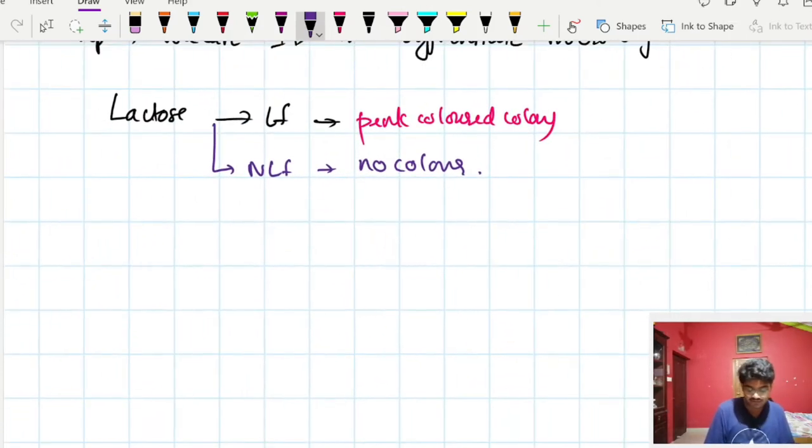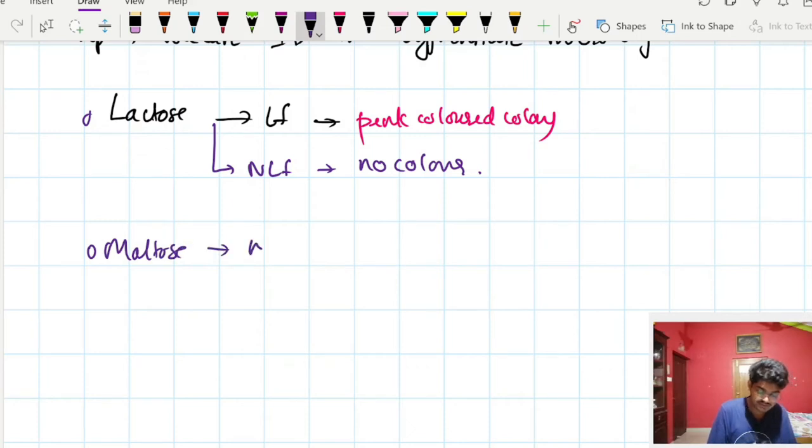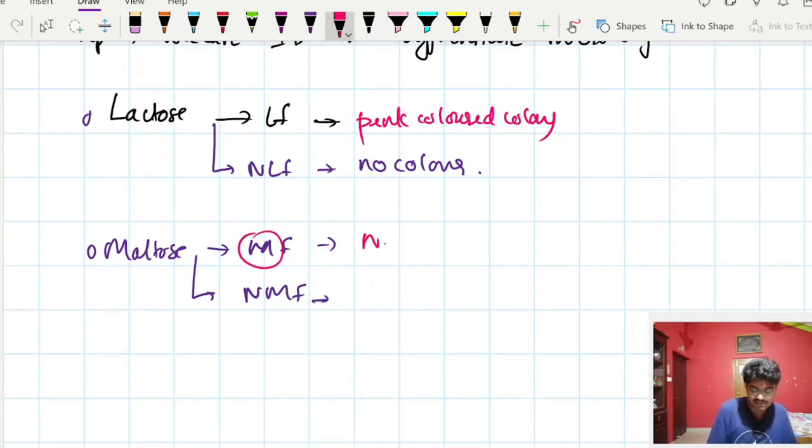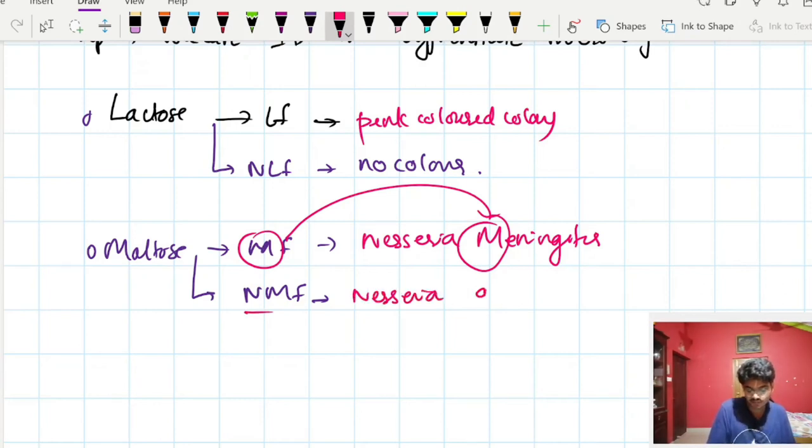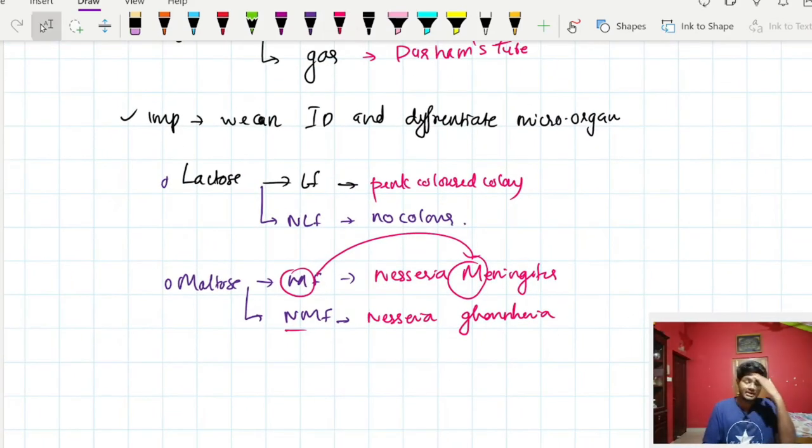Okay, and if we take an example as maltose, there is maltose fermenter, non-maltose fermenter. Okay, for example, maltose fermenter, Neisseria species. In Neisseria species, Neisseria meningitis is a maltose fermenter. Okay, but non-maltose fermenter, Neisseria gonorrhea.